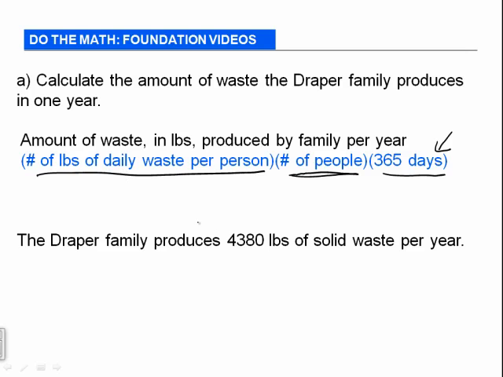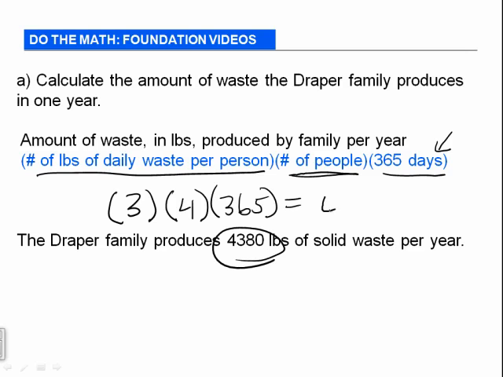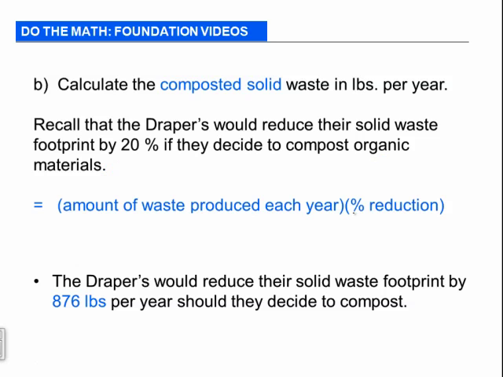So they use 3 pounds of waste per person per day. There are 4 people in the family, times 4, and there are 365 days in a year. When you multiply that in your calculator, you get the grand total of 4,380 pounds. So that's how much solid waste the Drapers produce in a year. That's question A.